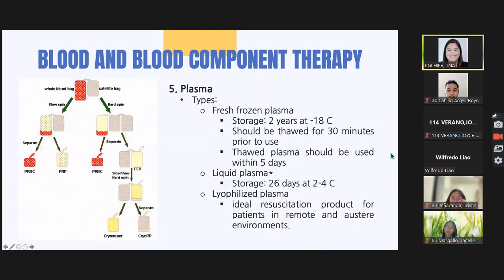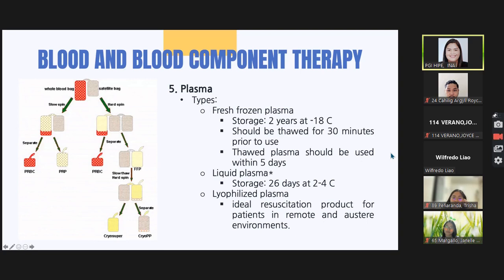Okay, next is your plasma. There are types. We have FFP or fresh frozen plasma, the liquid plasma, and the lyophilized plasma. For FFP, the storage is 2 years at negative 18 degrees Celsius. So this should be thawed for 30 minutes prior to use. And the thawed plasma should be used within 5 days.